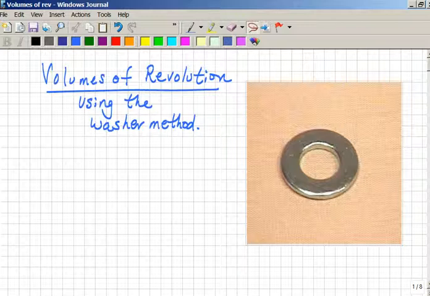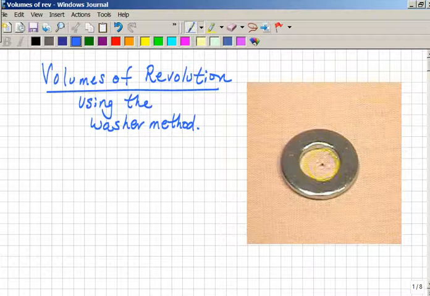Now I've got a picture of a washer here. To show you how to find the volume of it, I'm going to draw on it. There's the center to the outer edge, and then you have another radius from the center to the edge of the hole. Let's assume that the outer radius is 30 millimeters, and that the inner radius is 10 millimeters. And let's say that the height of that washer is real thin, about 2 millimeters.